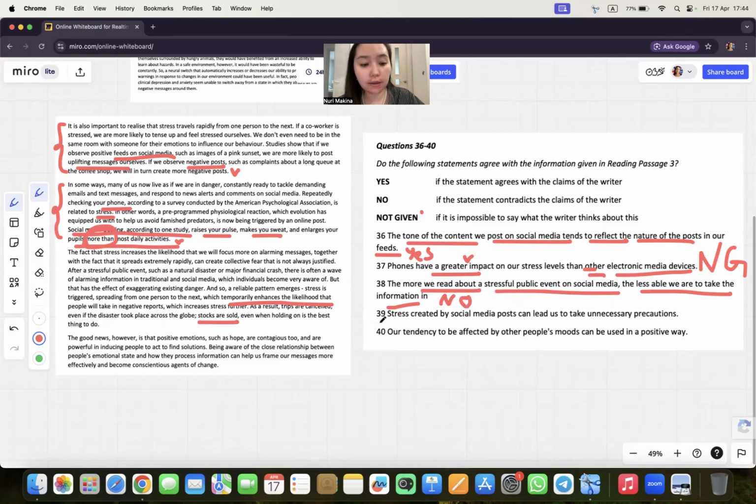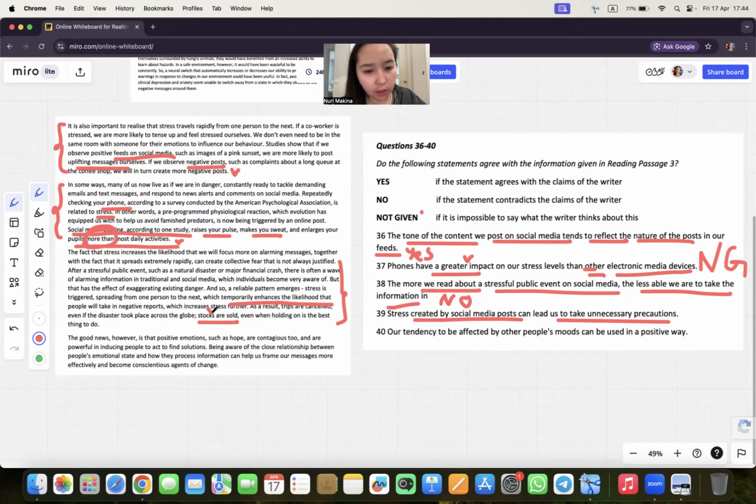So next, 39, stress created by social media posts can lead us to take unnecessary precautions. Precautions, yeah, we have read here, stocks are sold, even holding on is the best thing to do. And so, yes, the answer is given here because stress created by social media posts can lead us to take unnecessary precautions, as I mentioned, like selling the stocks or saying you better hold on to the stocks. So 39 is about here.